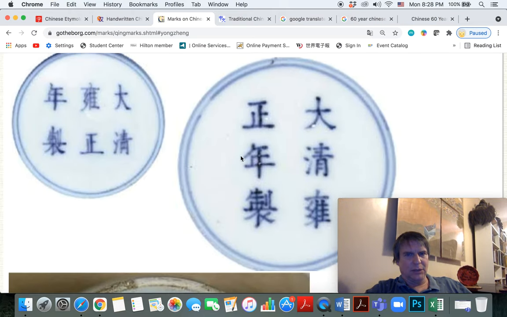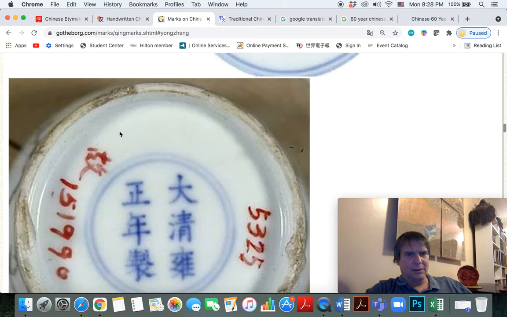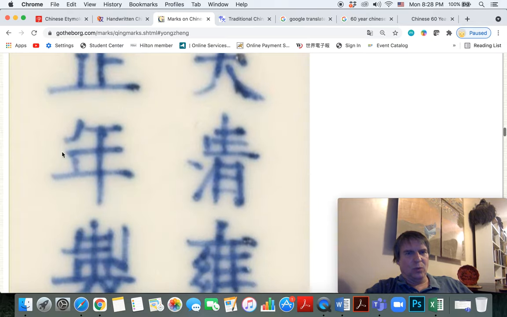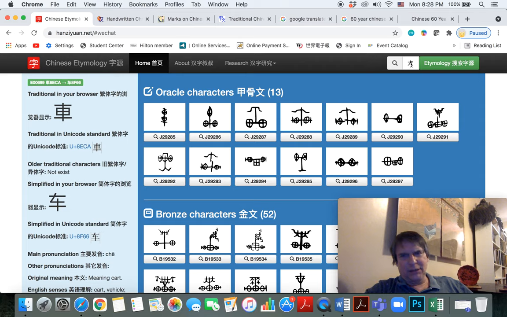Da Qing Yongzheng Nian Zhi. Nian. And there's another Nian. Nian. Okay. But what does Nian look like over at Chinese Etymology? Let's type it in and get the archaic versions of it.